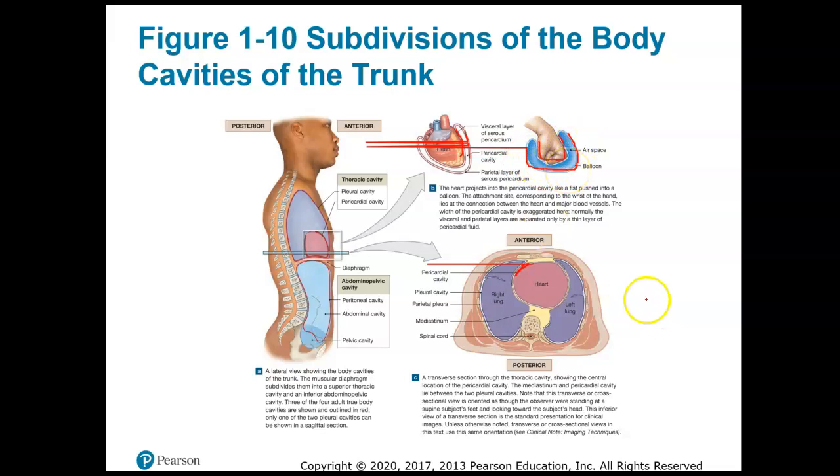Okay, so we have the pericardium that surrounds the heart, visceral and parietal layers. We have the pleura that surrounds the lungs, visceral and parietal layers. And then we have the peritoneum that surrounds the abdominopelvic cavity.